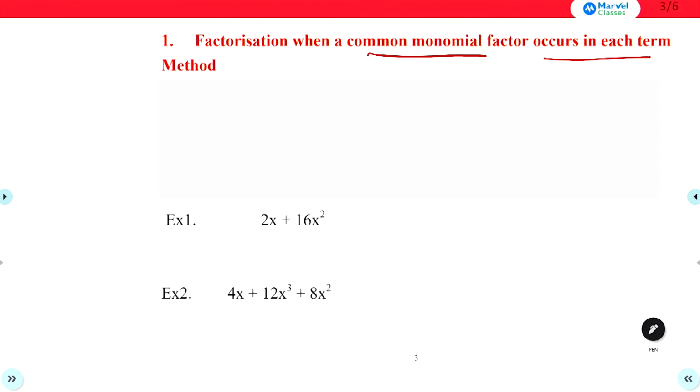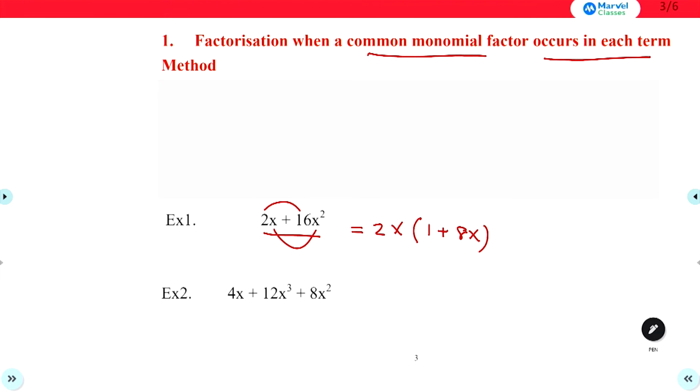If you take this algebraic expression, first identify whether any common factor with respect to the numbers is there. Yes, for 2 and 16, the common factor is 2. And with respect to the variables x and x square, the common factor is x. So what are the remaining factors? From 2x taken outside, this is 1, and from 16x square, this is 8x. This is one example for common monomial factor.